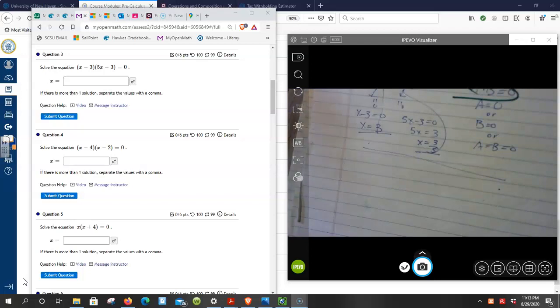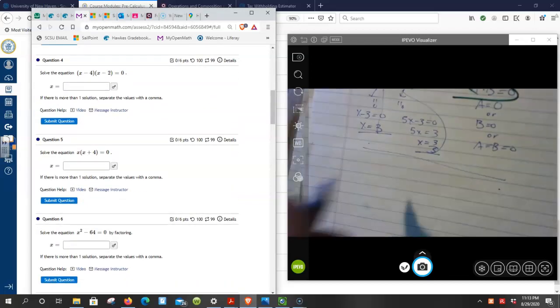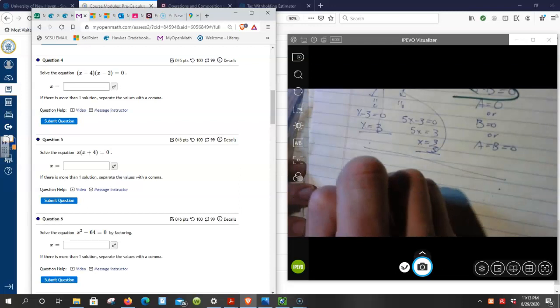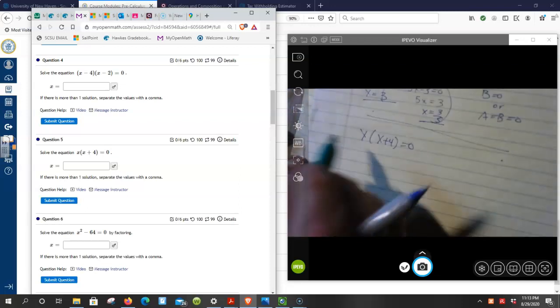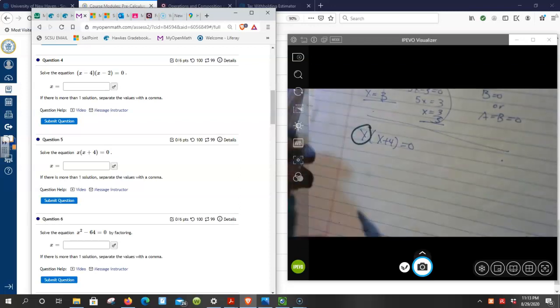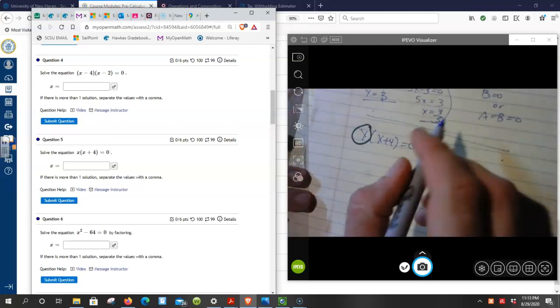Now moving down here, one that looks a little bit different. If you have a problem that looks like this, x times x plus 4 equals 0, we use the same thing, except this one looks a little different and confuses some students, and you include that x. That does matter, okay?